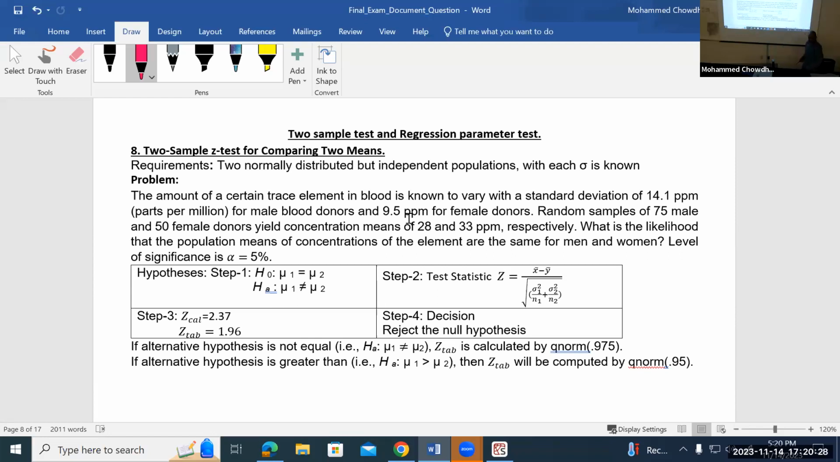And then you have a question? Is the 28 for the male and the 33 for the female, right? For the mean? Random samples of 75 male and 50 female donors yield concentration means of 28. So 75 goes with this one, 33 goes with that. Okay, so the first one is for the male, the second one is for the female. Clear, right? And then I got the alternative hypothesis not equal to, and the calculated value is this.